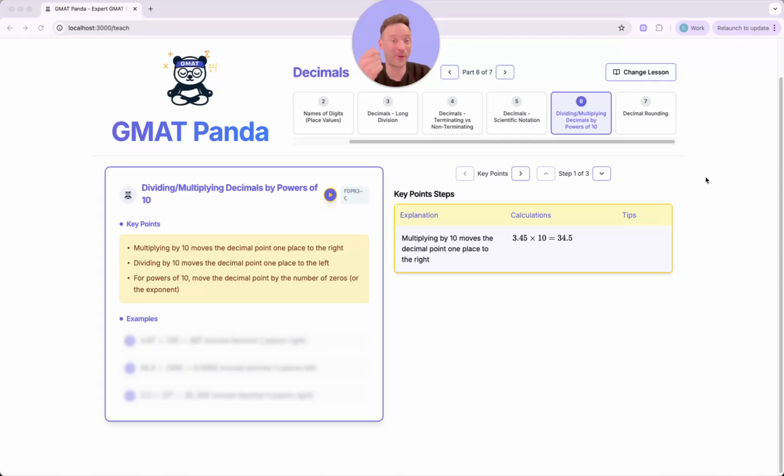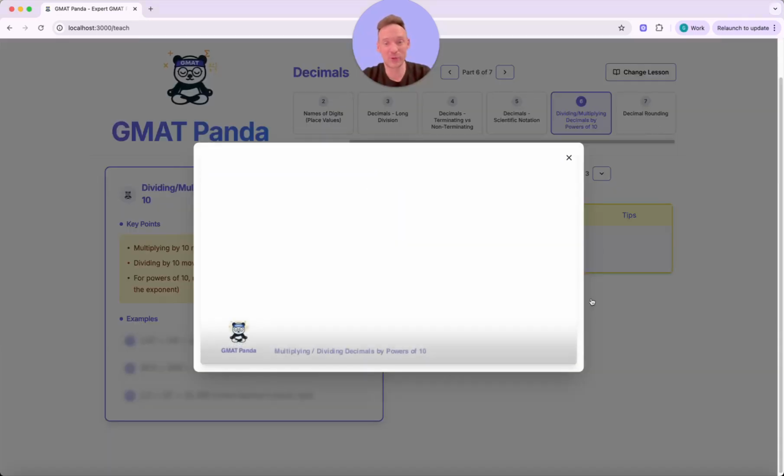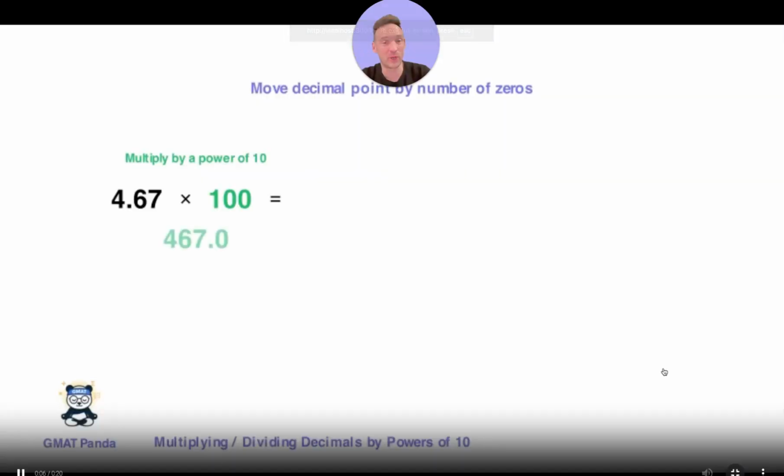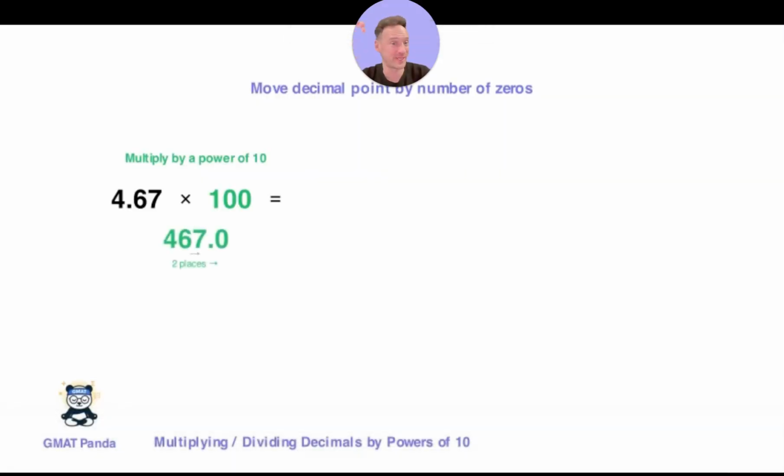Now, let's talk about what happens when we divide or multiply decimals by 10 or other powers of 10, so 100, 1,000, etc. Let's look at this little animation. We're going to look at two different examples. In one case we're multiplying by a power of 10, and in another example we're dividing by a power of 10.